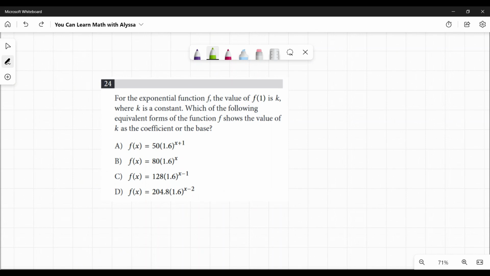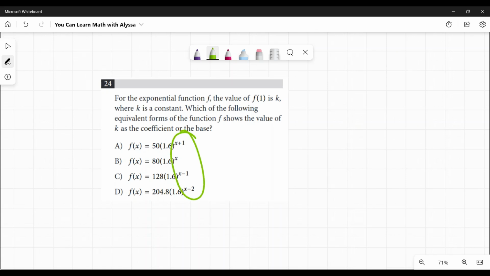Look at all the exponents here first. We'll kind of ignore that 50, 80, 128, 204.8. They don't really matter at this stage. Those could all be 50, honestly. All of them could be 50. All of them could be 80. It wouldn't matter. This is where the key is.